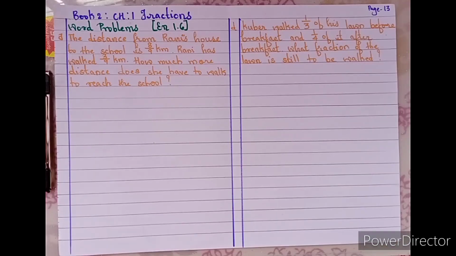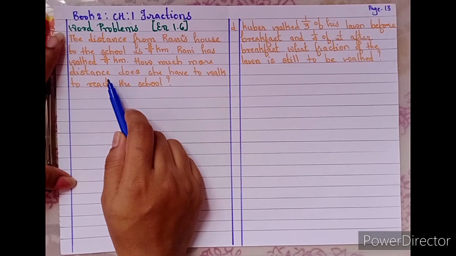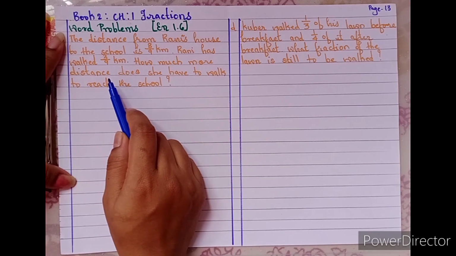Now let's see word problems from exercise 1.6. We have the first word problem, that is A. The distance from Rani's house to the school is 8 by 9 kilometer. Rani has walked 3 by 9 kilometer. How much more distance does she have to walk to reach the school? So how much more distance she has to cross, that we have to find. How much more distance means we have to use subtraction here, isn't it? The key of our problem is subtraction.